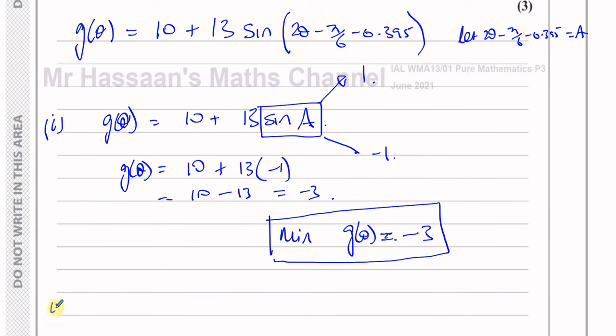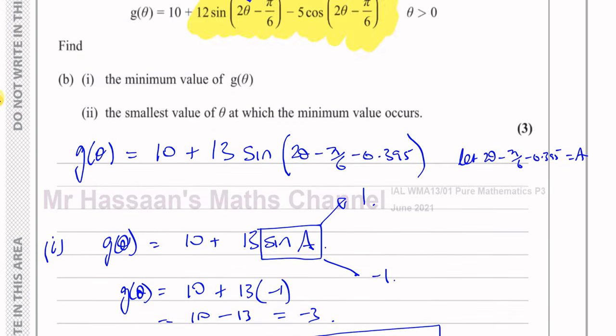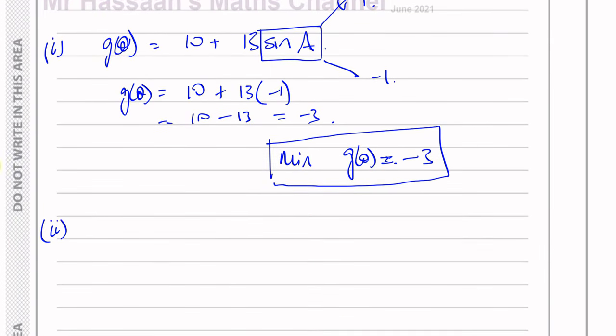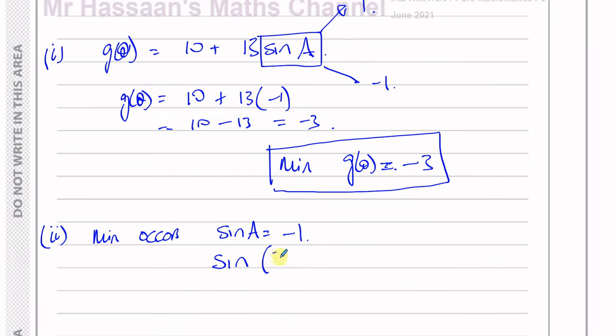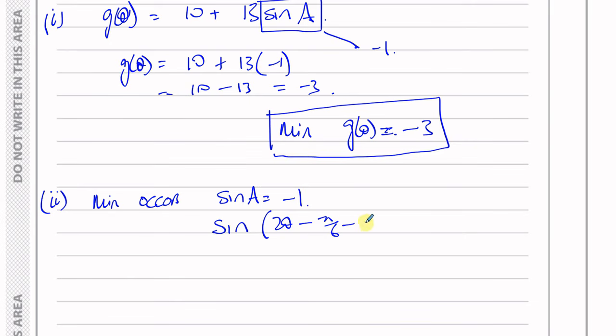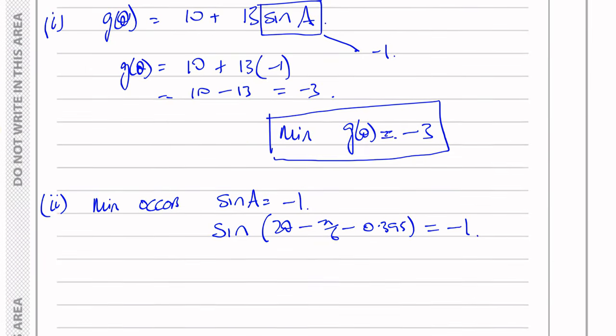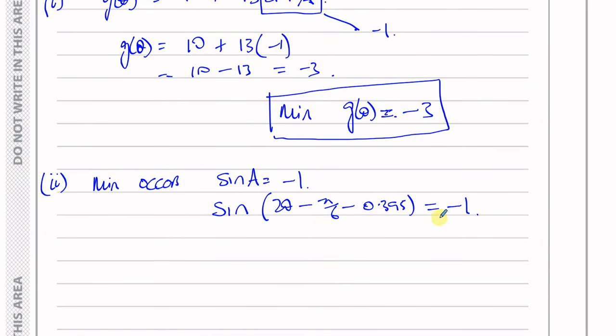And for part 2, it says find the smallest value of theta at which the minimum occurs. So we can say the minimum occurs when the sine of the angle we chose is equal to negative 1. So when the sine of the angle, which we called A, but it's actually 2 theta minus pi over 6 minus 0.395, is equal to negative 1, that's when this minimum will occur. So we're going to find the first time that occurs.